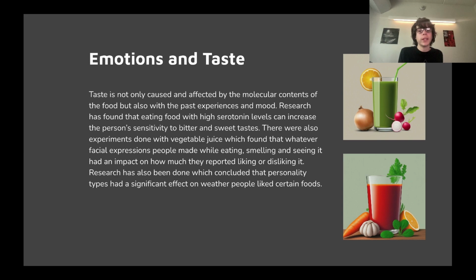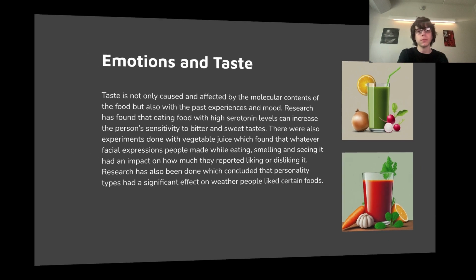There were also experiments done with vegetable juice, which found that whatever facial expression the person made while eating, smelling, and seeing the juice had an impact on how much they reported liking or disliking it. Research has also concluded that personality type has a significant effect on whether people like certain foods. So, that begs the question, what type of people are these food companies advertising to?